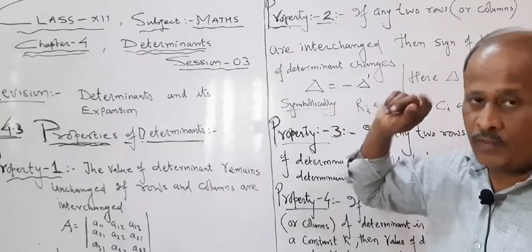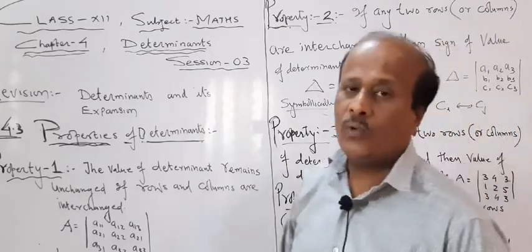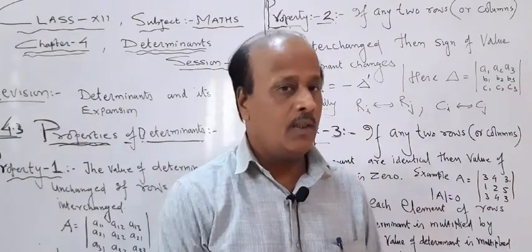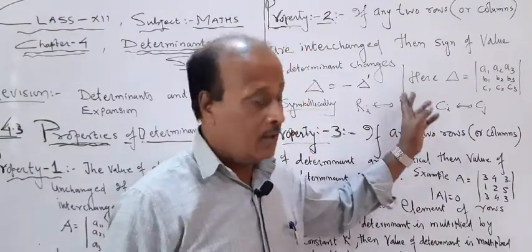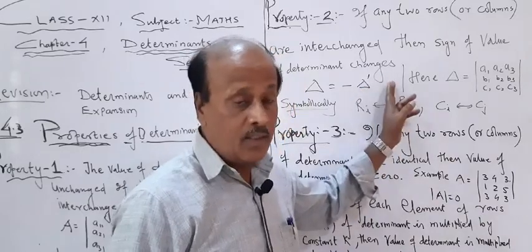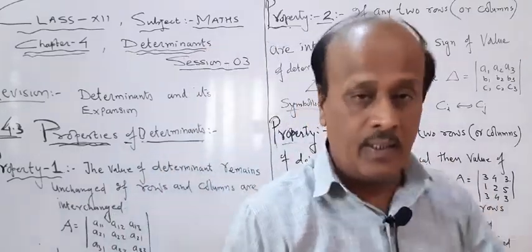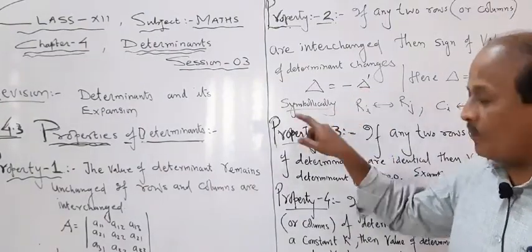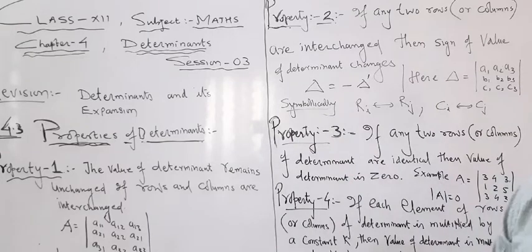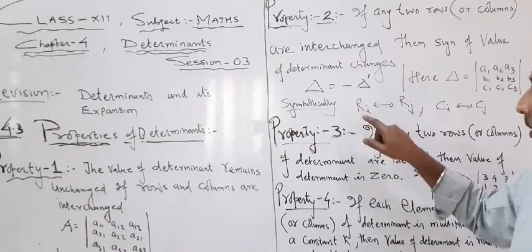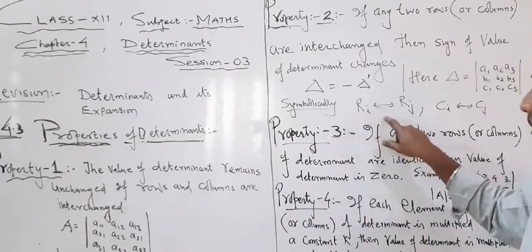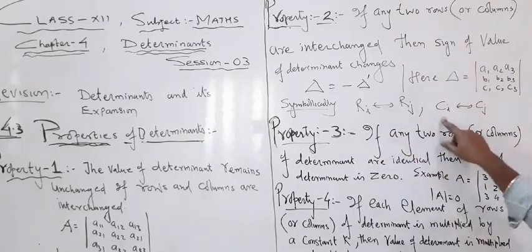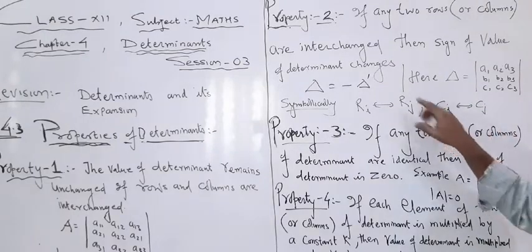What does it mean? Whenever any two rows or any two columns are interchanged, the value of the determinant changes by sign, meaning a positive value will have a negative sign and a negative value will have a positive sign. Symbolically, as I told you in matrices, it can be written this way: the ith row is interchanged with the jth row, and the ith column is interchanged with the jth column. This is the way you can represent it.